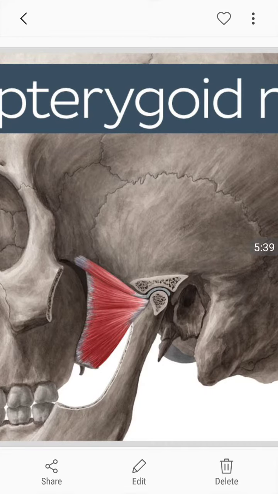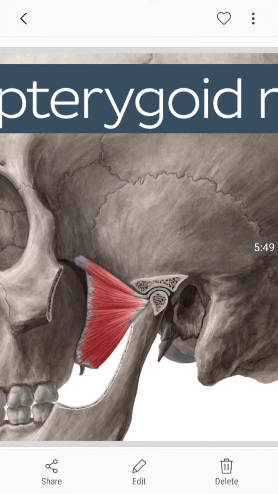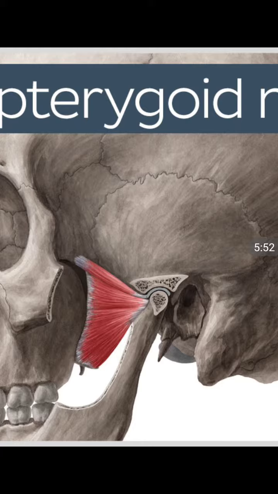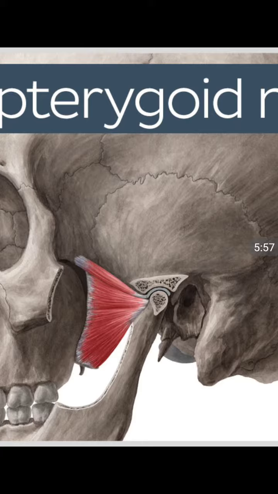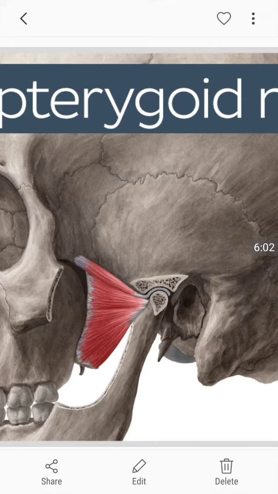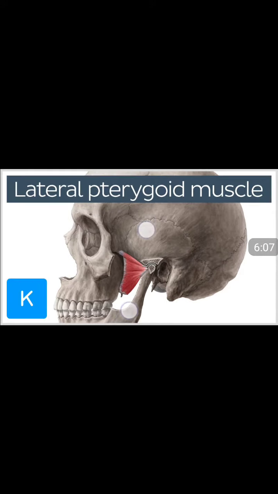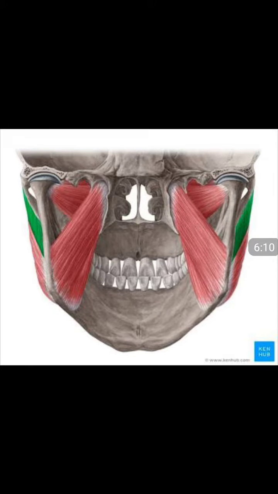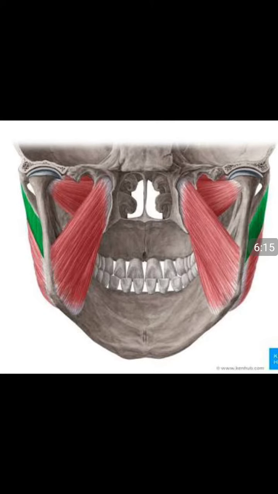Lateral pterygoid is the only muscle out of the four muscles of mastication which lowers the mandible, or depresses the mandible. So my mnemonic for remembering its action is L for lateral pterygoid and L for low. So it depresses the mandible.